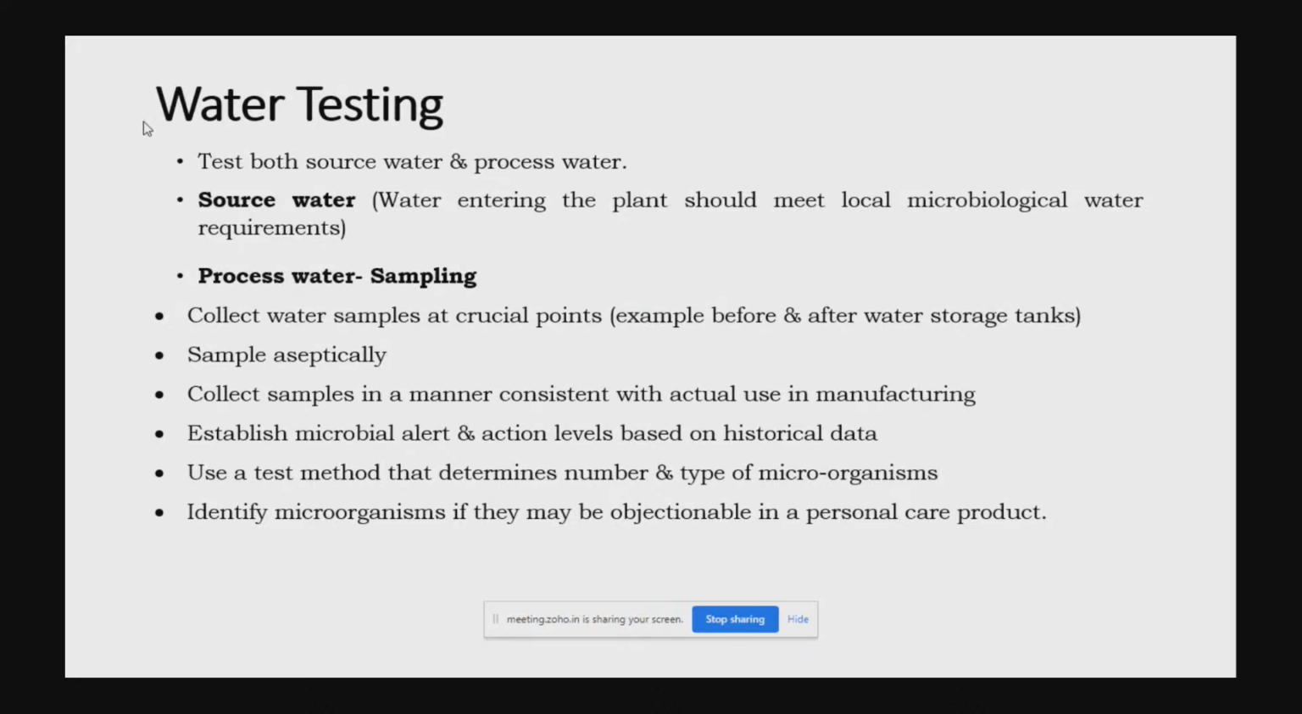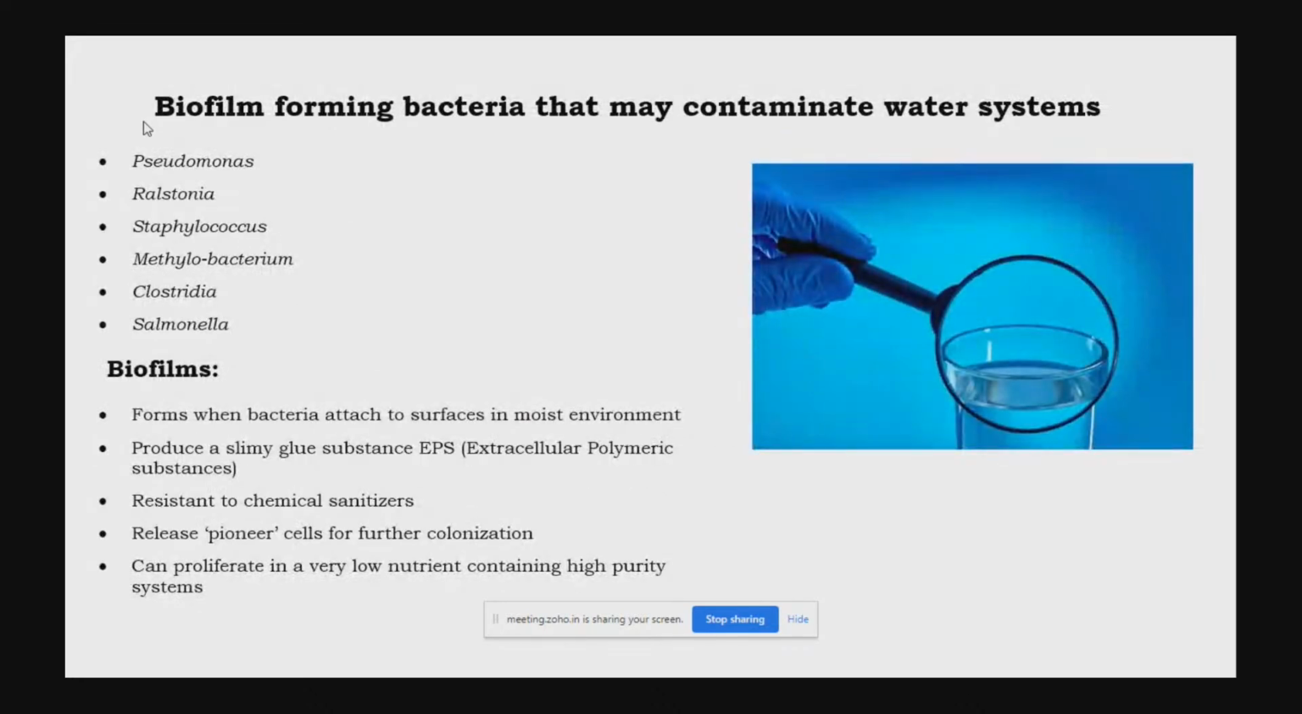For process water sampling, collect the water sample at a crucial point, sample aseptically, and collect the sample in a manner consistent with actual use in manufacturing. Establish microbial alert and action levels based on historical data, use a test method that determines the numbers and types of microorganisms, and identify microorganisms if they may be objectionable in a personal care product or any pharmaceutical product.